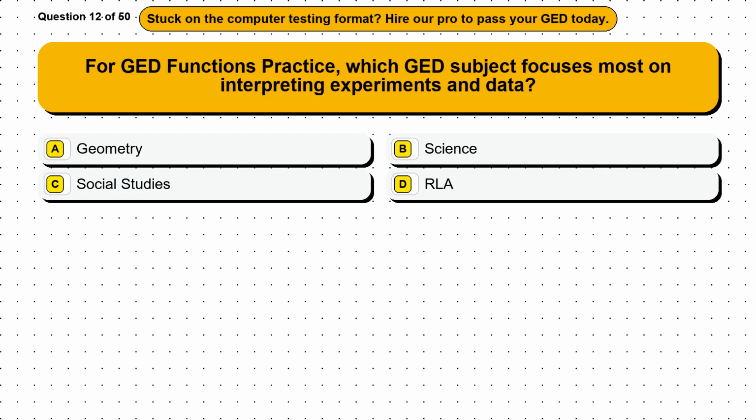Question 12. For GED functions practice, which GED subject focuses most on interpreting experiments and data? Option A geometry. Option B science. Option C social studies. Option D RLA.